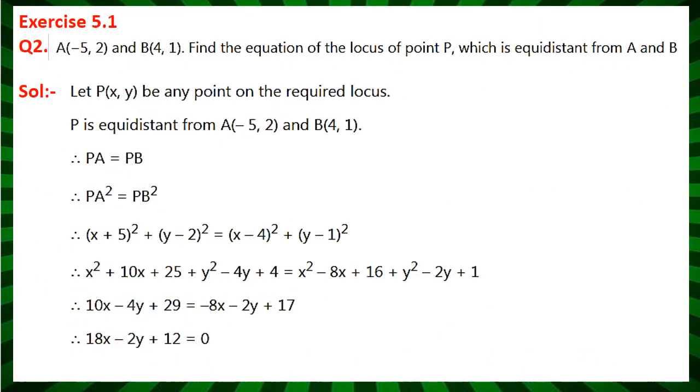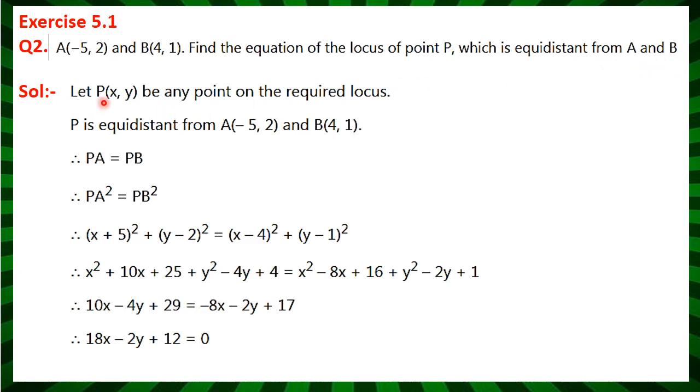Now we will solve the sums related to the locus and shift of origin. Exercise 5.1, question number 2 we will do first because it is similar to question number 1. A is the point (-5, 2) and B is the point (4, 1). Find the equation of the locus of point P which is equidistant from A and B.